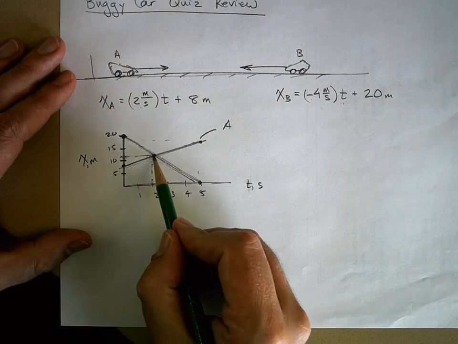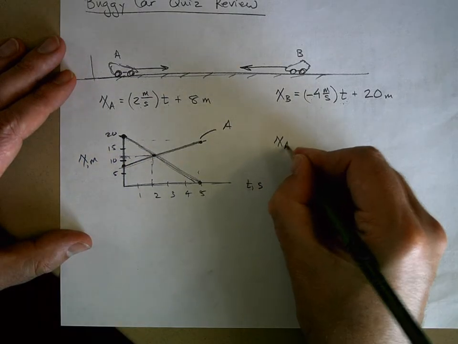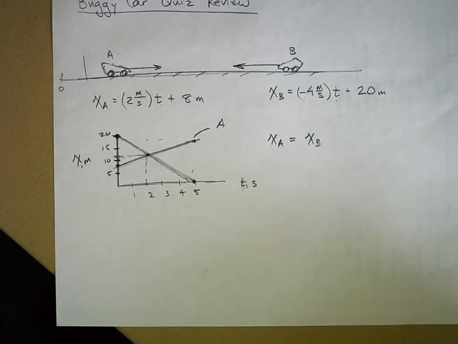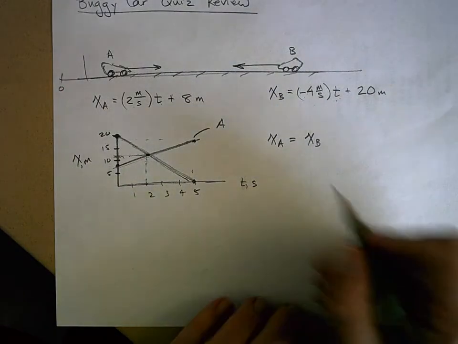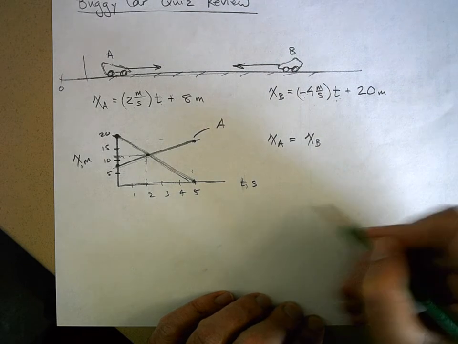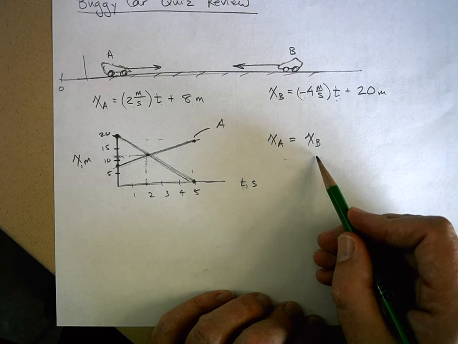Because what's happening right here? I look over here, and the position of car A is equal to the position of car B when we have a collision. Does that make sense? This little mathematical expression for saying they're at the same place: x sub A equals x sub B. The position of A is equal to the position of B.